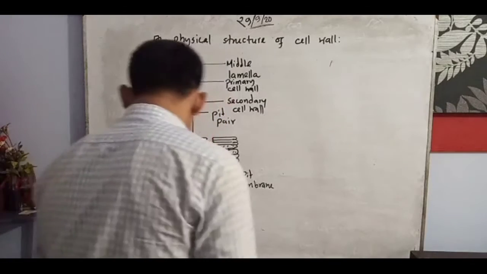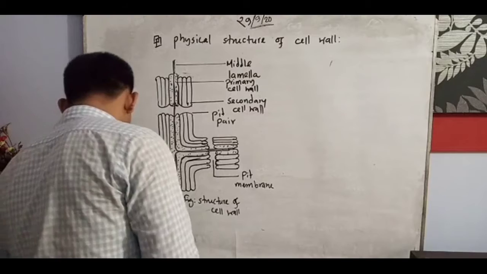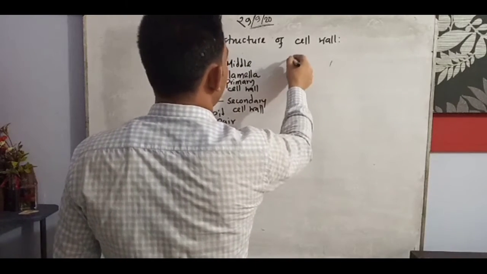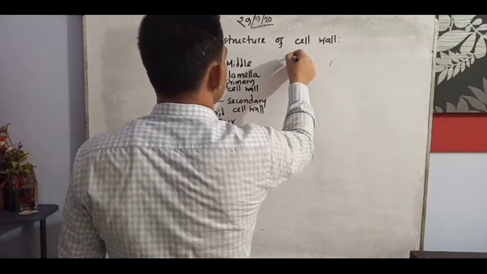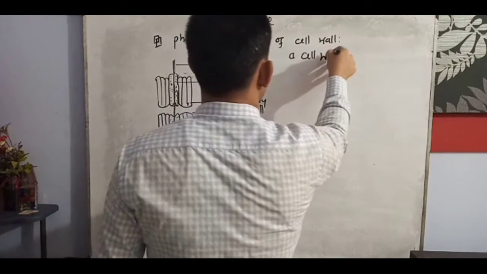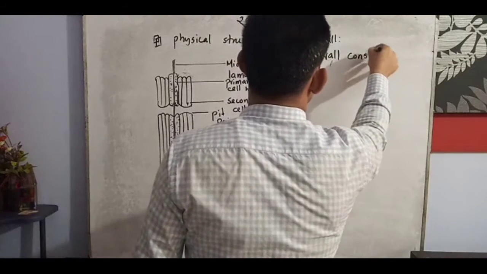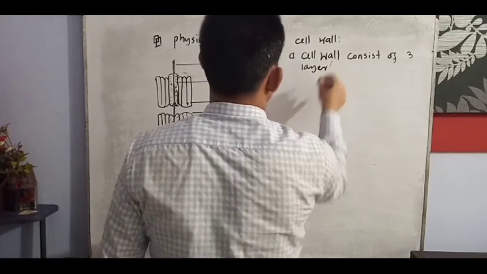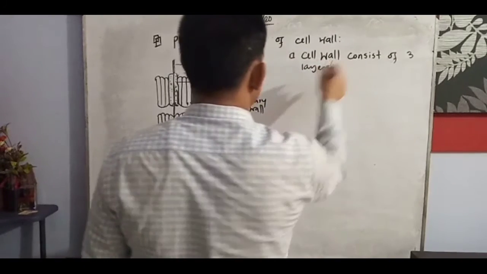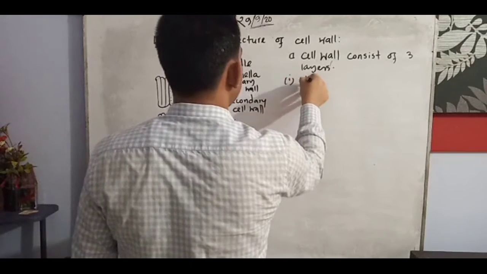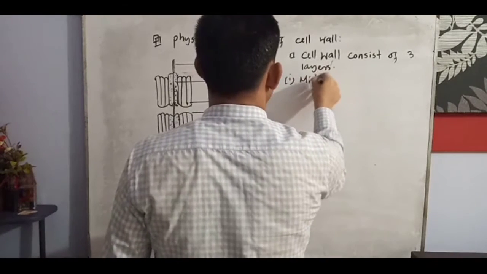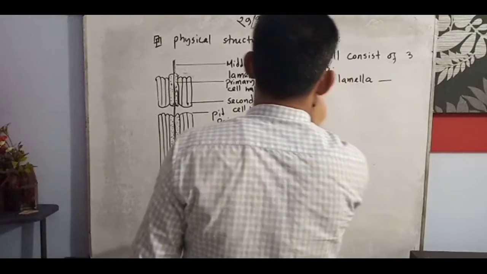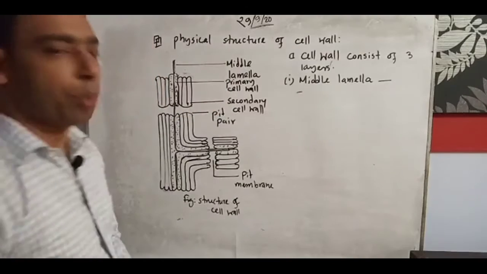Now we will go through understanding their structure. The cell wall basically consists of three layers, and the first is the middle lamella. We will write middle lamella. About the middle lamella we will note some important points.